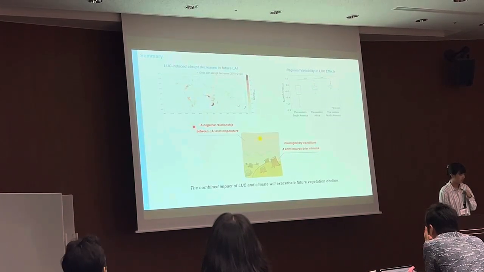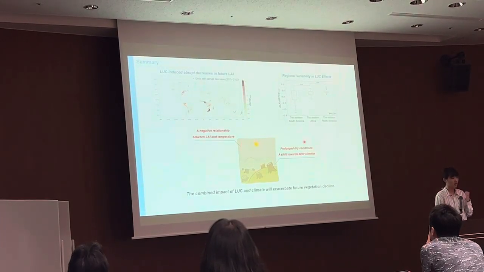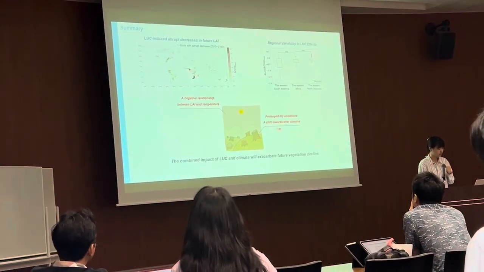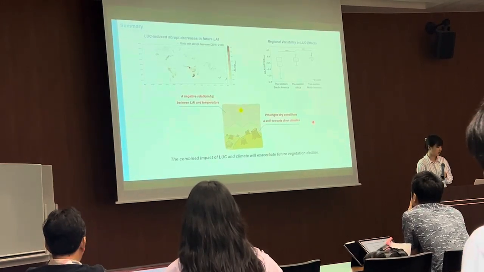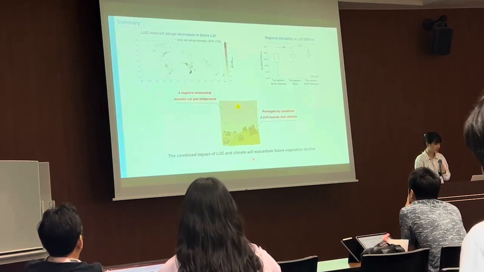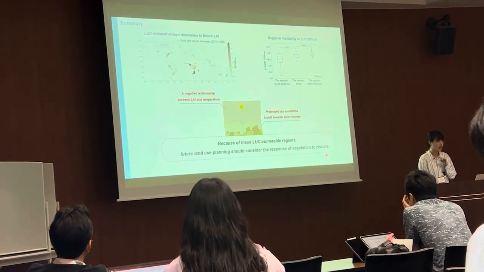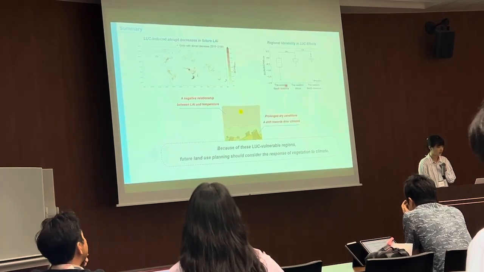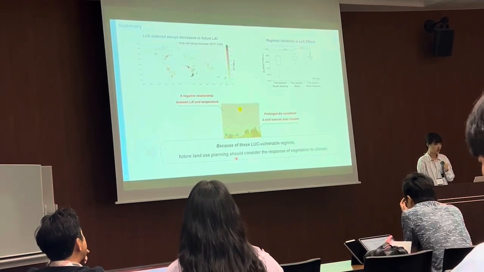For example, a region with a negative relationship between area and temperature, or a region with local climates like prolonged dry conditions or a shift toward dry climates, will experience further area decrease due to land use change. So from this result, we can find that the combined impact of land use change and climates will exacerbate future vegetation decline. So in conclusion, because of these land use change vulnerable regions like Western South America, future land use planning should consider the response of vegetation to climates.